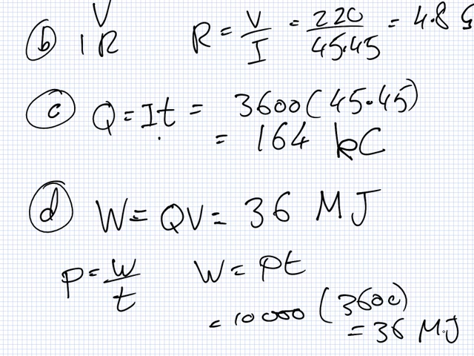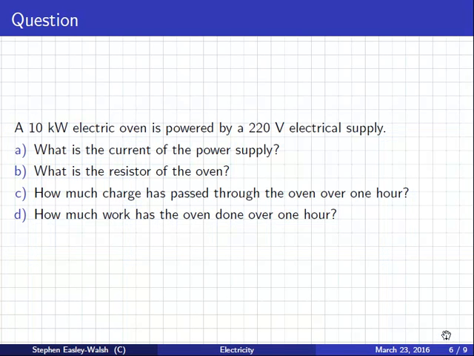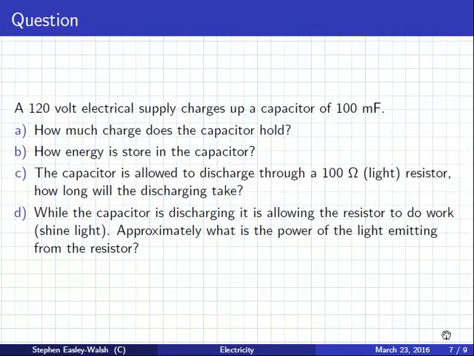Can I go to the next one? Yeah, there's just one more example. So try this one, and then I'll do it as well. This one now is a capacitor. What's mF? Micro, milli... Millifarads. Millifarads, yeah, okay. Try this one.